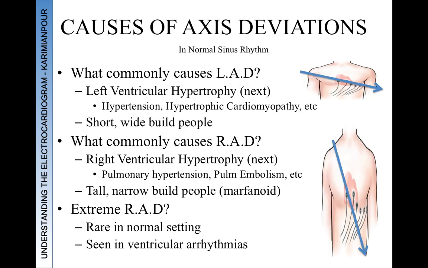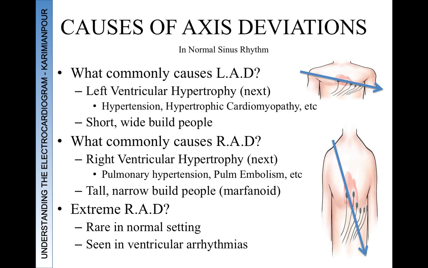So what can cause axis deviations? There are multiple causes for this, and this is in normal sinus rhythm, because different arrhythmias can cause different axis changes. So in normal sinus rhythm, what causes left axis deviation? The major cause of it would be left ventricular hypertrophy. So hypertension, hypertensive cardiomyopathy, hypertrophic cardiomyopathy, anything that increases LV mass will cause more electrical current being pulled towards the left side of the heart, and more voltage going towards the left side of the heart, so it shifts the axis towards the left on ECG.